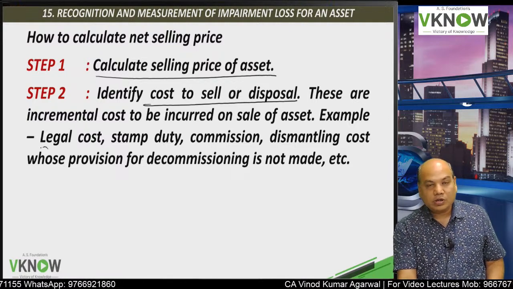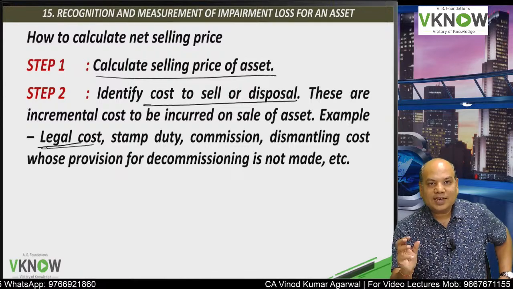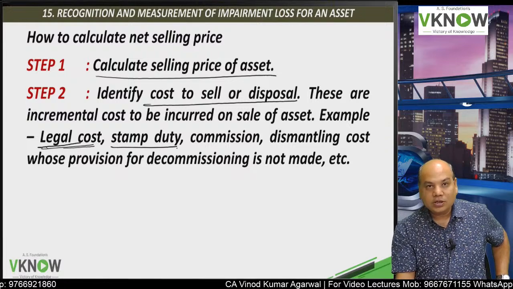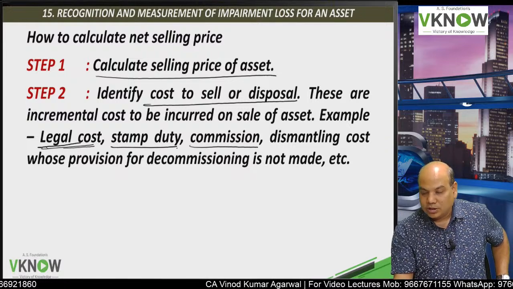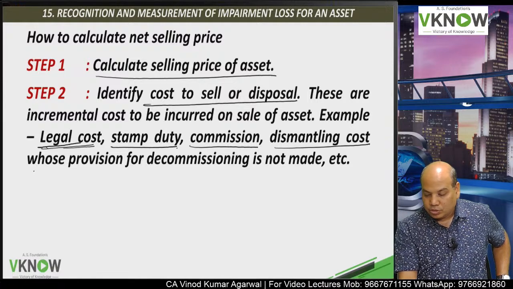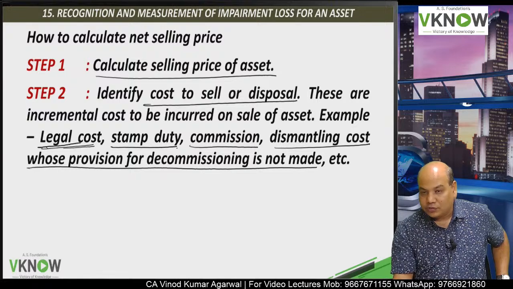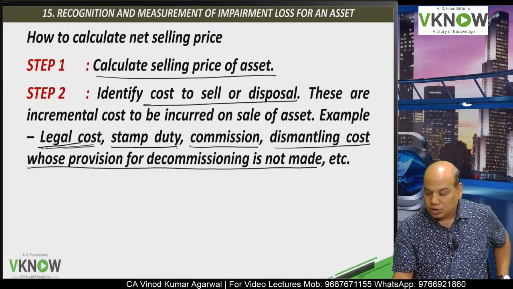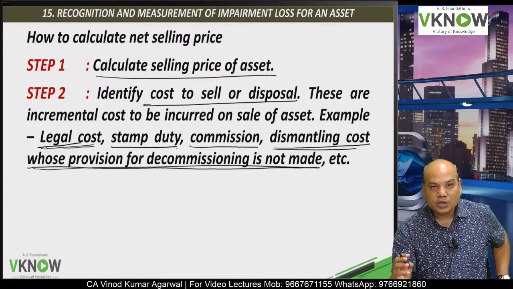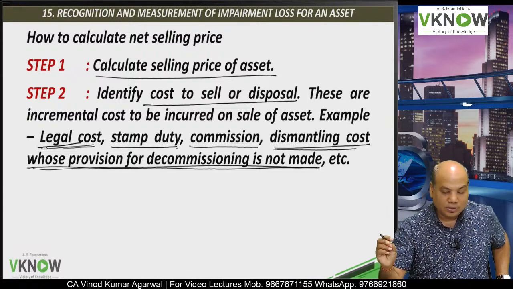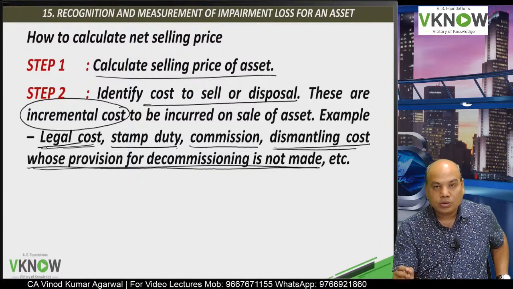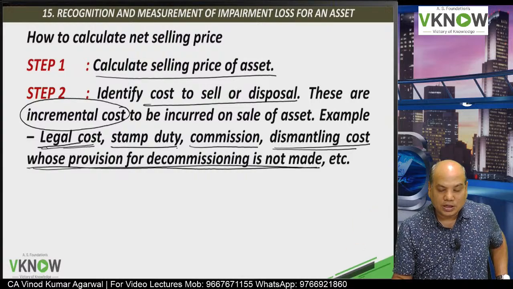Example of cost of sale or disposal. When you have to sell an asset, you might incur legal cost. You might incur stamp duty. You might incur commission. You might incur some dismantling cost whose provision for decommissioning is not yet made. So if all these costs will be incurred for the purpose of completing the sale, they are called cost of disposal or incremental cost to be incurred to sell the asset.